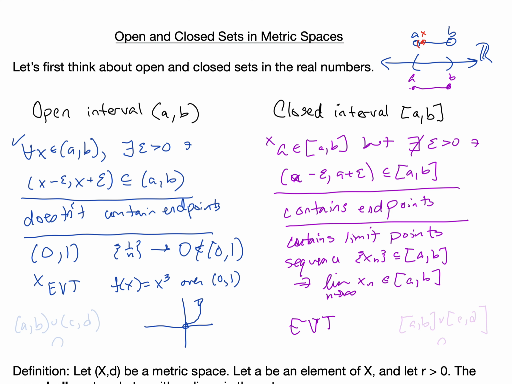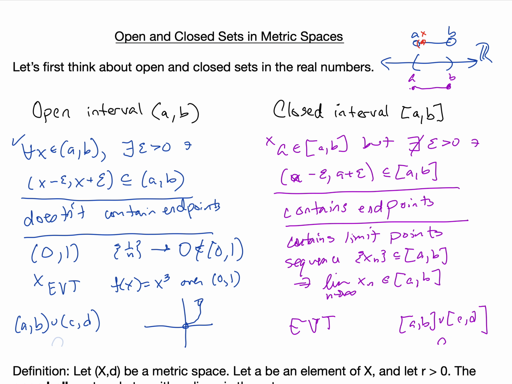Continuity is really defined using open intervals as well. You may have seen a more formal definition of continuity in the past. If not, we'll see one this chapter, both for metric spaces and for this specific example of functions mapping the real numbers to the real numbers. One other thing to note is that if we think about the union of two open intervals, A, B union C, D, then all these properties we have above still hold. And if we think about the closed interval AB union with the closed interval CD, then again, those properties above are still going to hold.